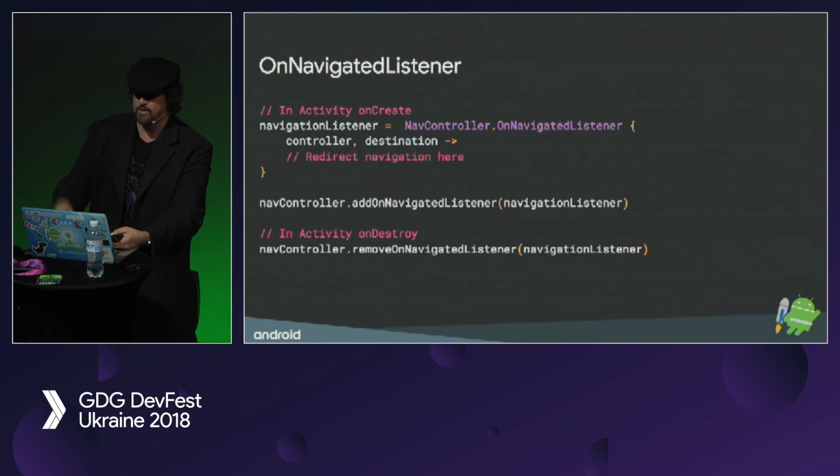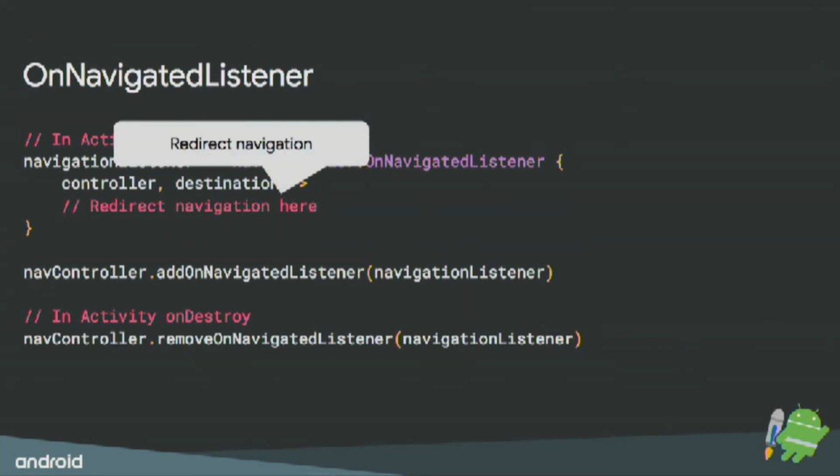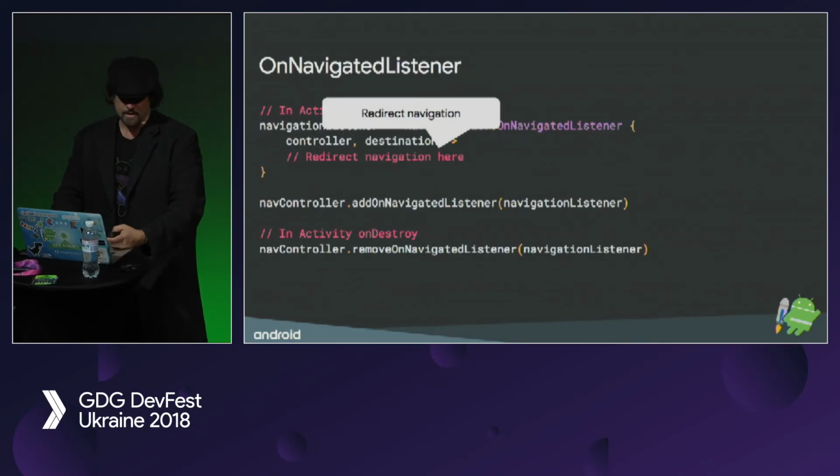You can add this navigation listener in your activity, let's say, and it's triggered whenever the controller changes destination. And you can use this to see whether the destination requires login and then redirect navigation here. So this is good if you're in the middle of navigation, want to make sure you never end up in a place where you are not logged in.